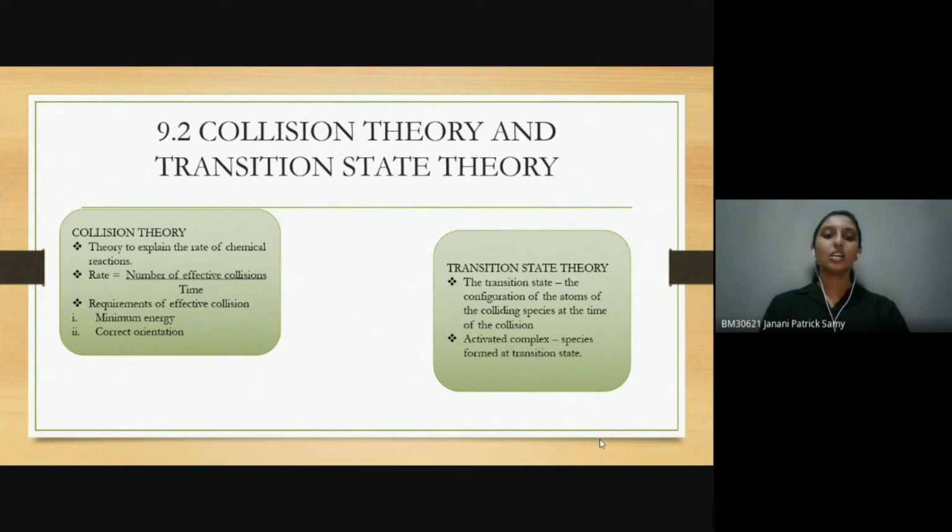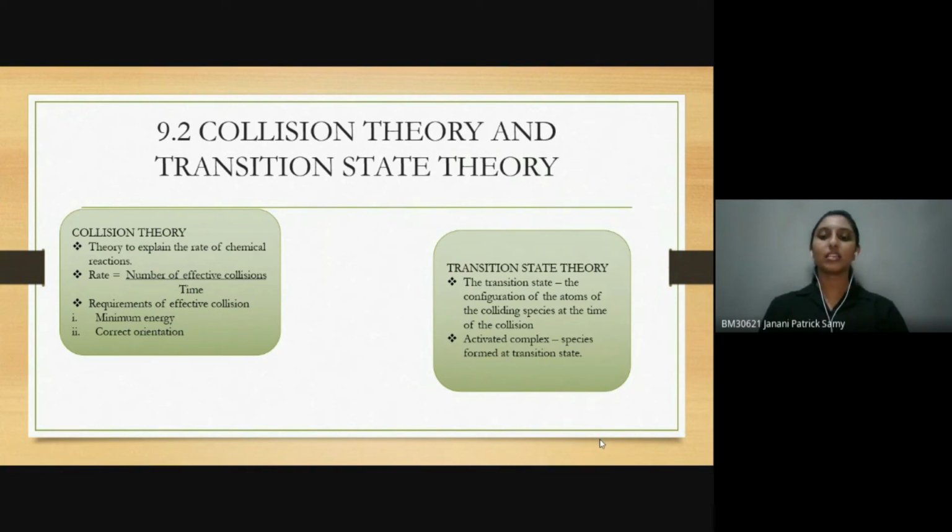So there are two requirements of effective collision. The first is minimum energy. For the minimum energy, activation energy is the minimum amount of energy required to initiate a chemical reaction. Molecules must possess a minimum energy for a chemical reaction to occur. Activation energy is the barrier that prevents less energetic molecules from reacting. The second requirement is correct orientation.